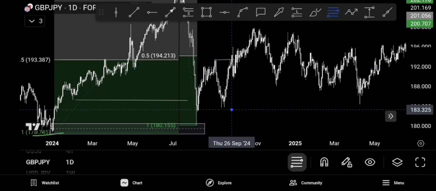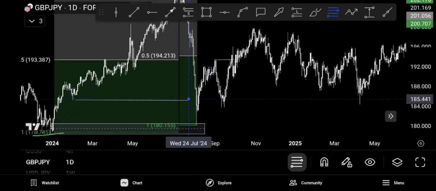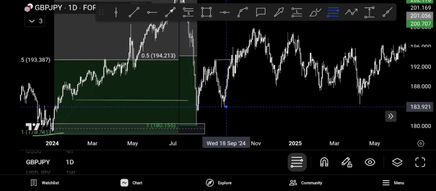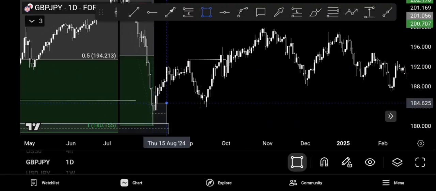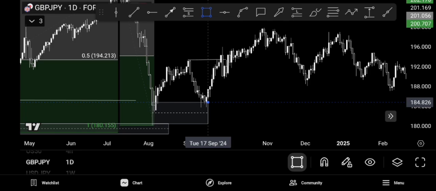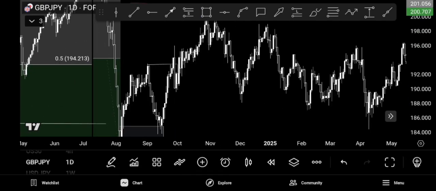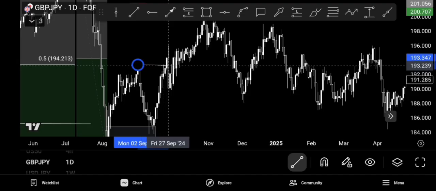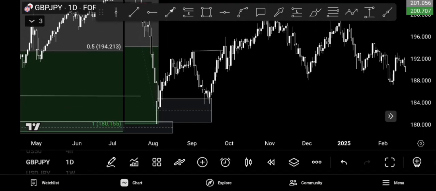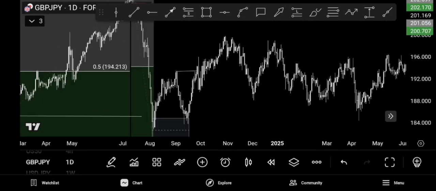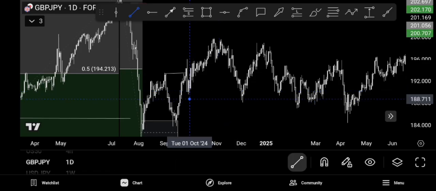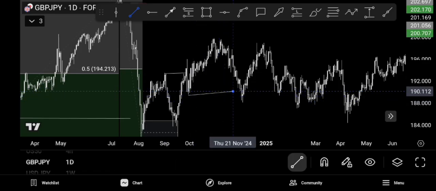Now we have identified the range, right? We are working with our discount zone here now. Now this is our, I say this is our internal. So we have this. Now after this break of structure here, we have our internal range liquidity identified.